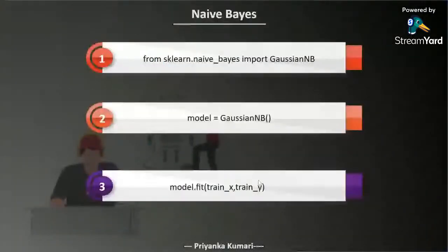Now let us see how to implement naive Bayes in our code. We will be using the module sklearn.naive_bayes, and we will be importing the GaussianNB algorithm, and then we will be creating an object named model equal to GaussianNB(), and then we will be using the fit method to train the model by passing the independent variable of the training data set.